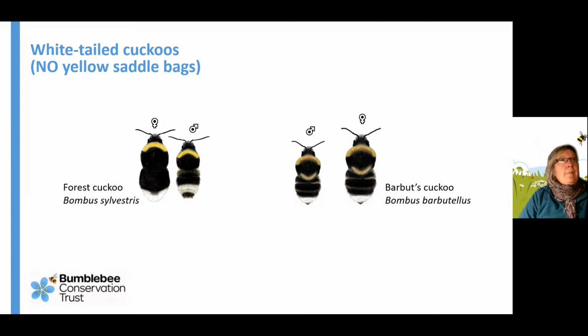Okay, so our next pair are similar to the last two, but they do not have the yellow above the white of the tail in either species. So it's quite a key difference in terms of field characteristics. So we've got the forest cuckoo, Bombus sylvestris, and Barbut's cuckoo bumblebee, Bombus barbutellus.